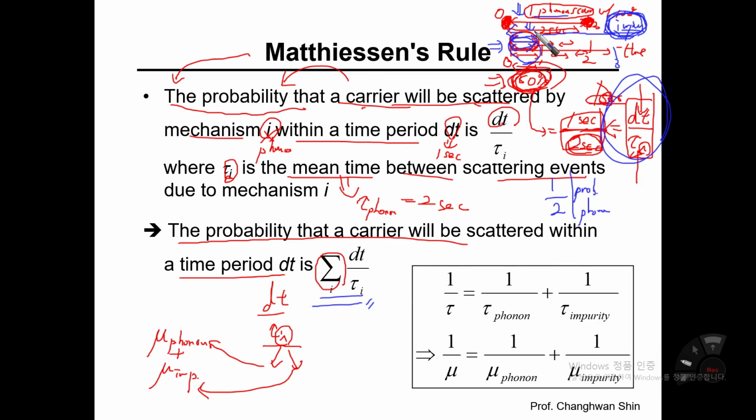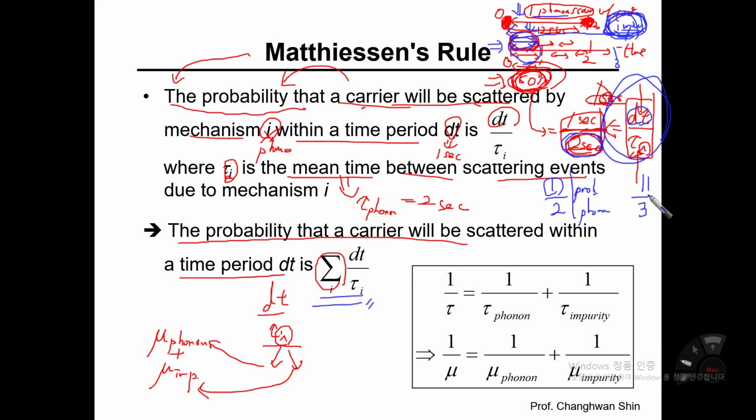Okay, but I have assumed that there is another mechanism to happen in this time window. What is this? Ionized impurity scattering. But in this case, the mean time, the average time between two scattering events, is 3 seconds, not 2 seconds. The time window that I'm looking at is still the same, right? From 0 to 1 second, so 1/3. So with the probability of 33%, we can expect ionized impurity scattering in the time window between 0 to 1 second.